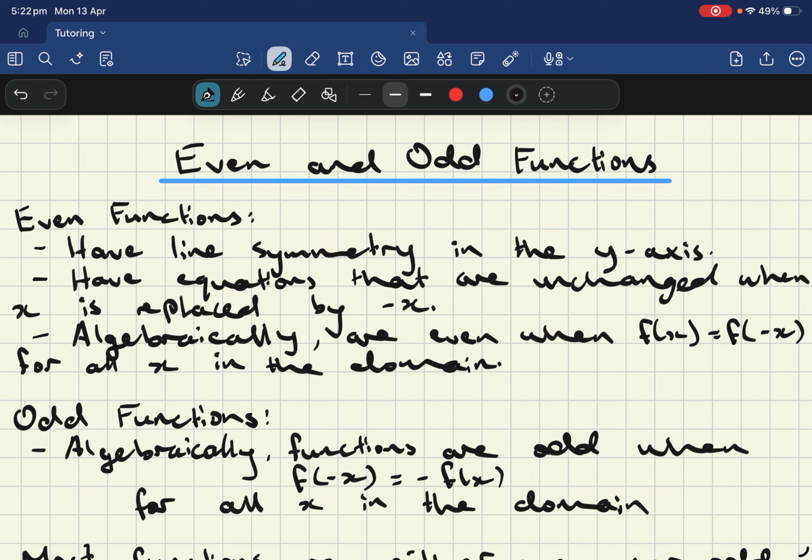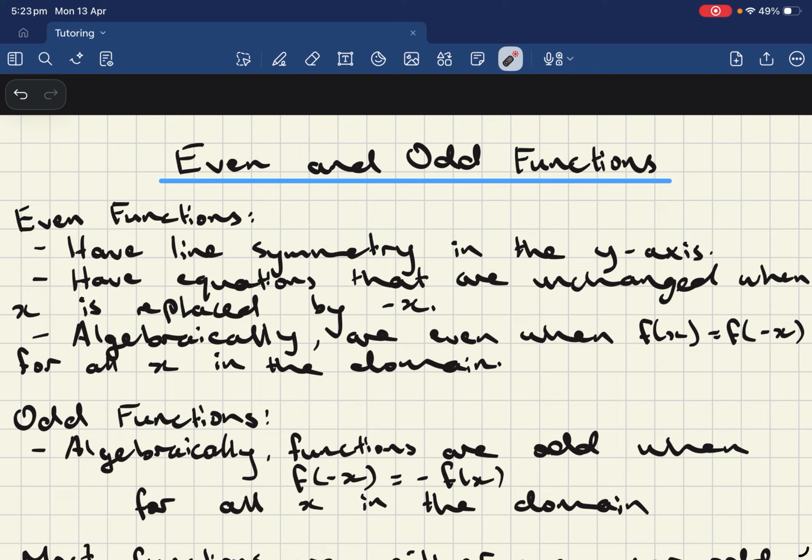So in this video, we are applying the symmetry we spoke about in the previous video and this idea of reflecting about the x and y axes to define what we call odd and even functions. Now, these have a certain set of characteristics. Starting with even functions, these have line symmetry in the y-axis.